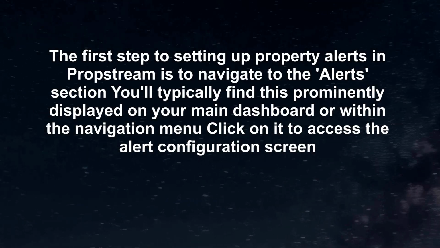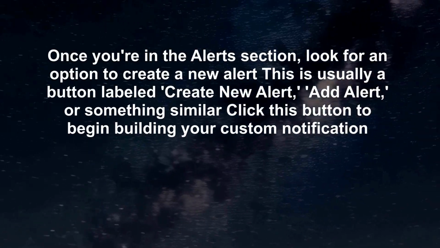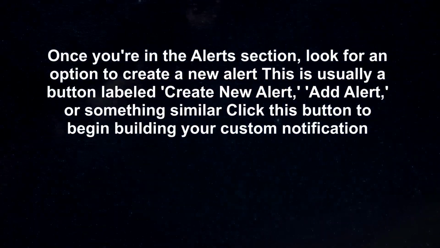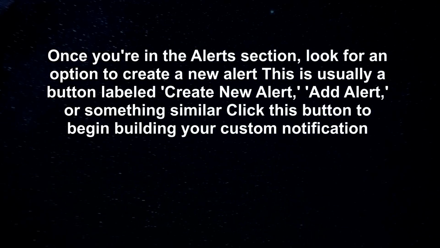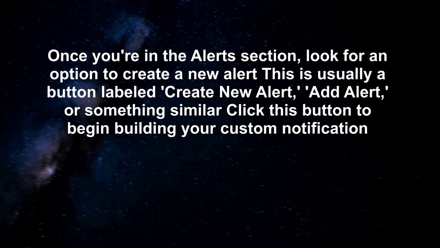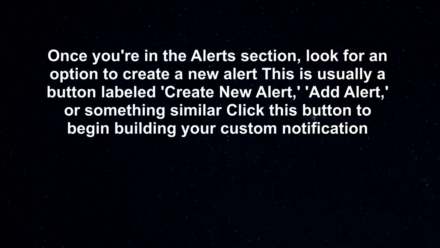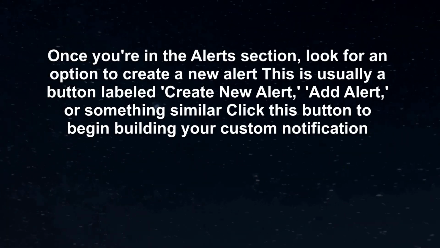the alert configuration screen. Once you're in the Alerts section, look for an option to create a new alert. This is usually a button labeled Create New Alert, Add Alert, or something similar. Click this button to begin building your custom notification.